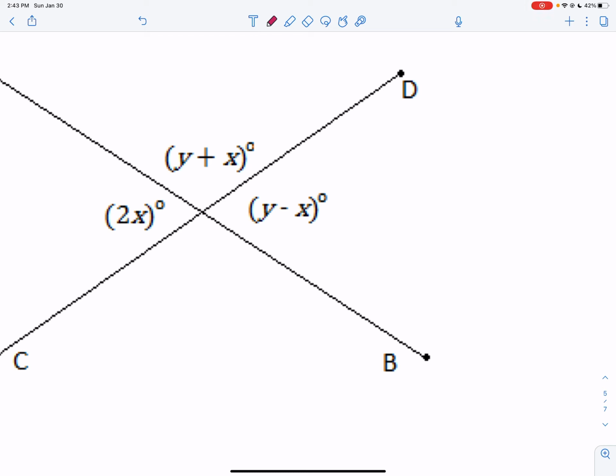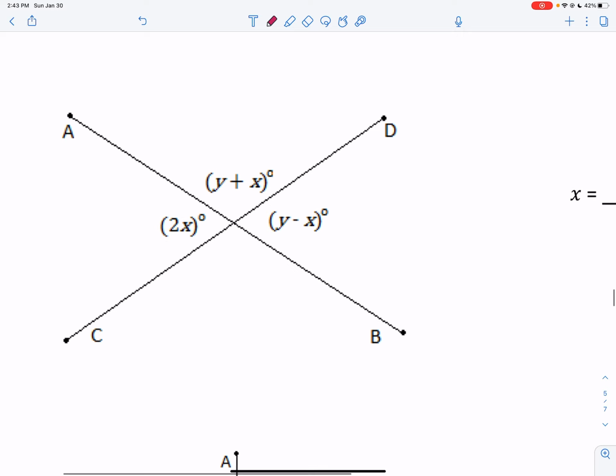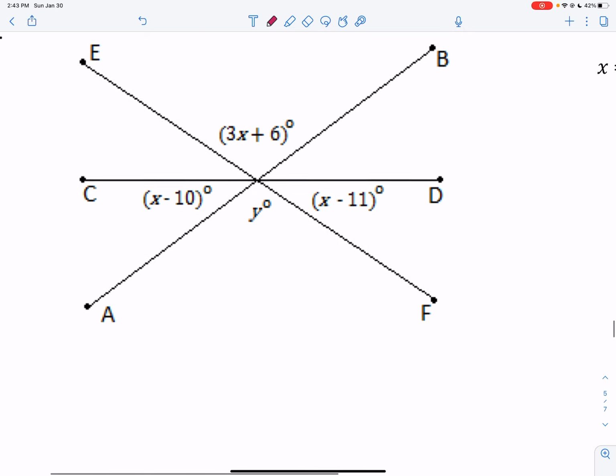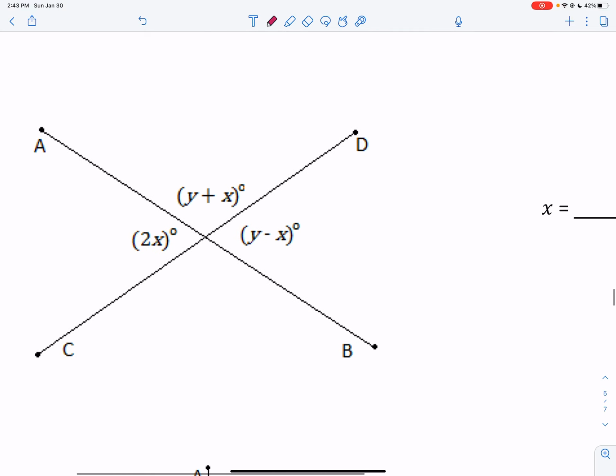We could use the fact that these are vertical angles, so we could set them equal to each other and use substitution a lot of different ways. So I'm going to do a lot of what we do on this one that applies to the rest of them. So there's a lot of methods to do this. So I want to show you several different methods instead of just one.